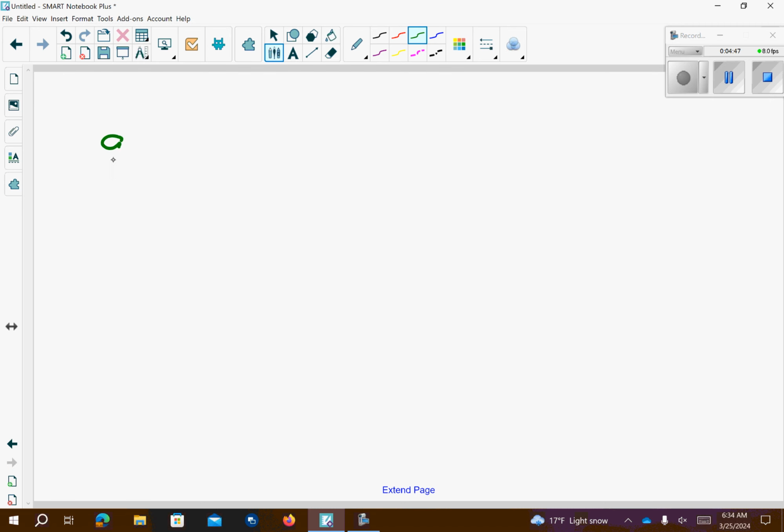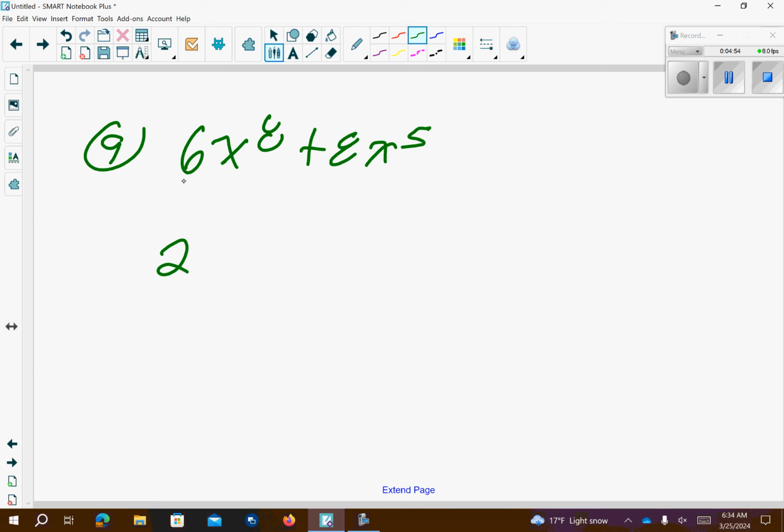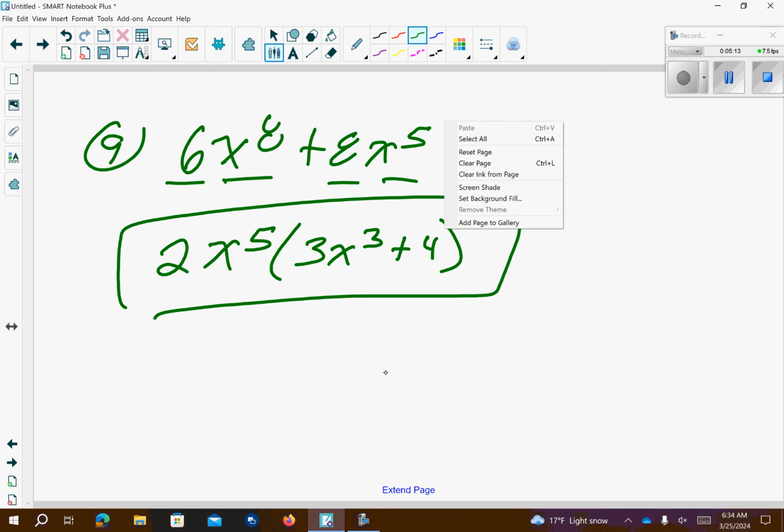Number 9. We have 6x to the 8 plus 8x to the 5th. So I can factor a 2 out of both of those, and I can factor a maximum of x to the 5th out. So if I factor a 2 out of 6, I'm left with 3 because 2 times 3 is 6. If I factor an x to the 5th out of x to the 8th, I'm left with x to the 3rd. I can factor a 2 out of 8, and I'm left with 4. And I factored all the x's out, so that's all there.